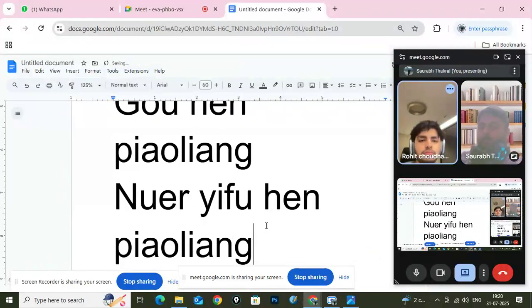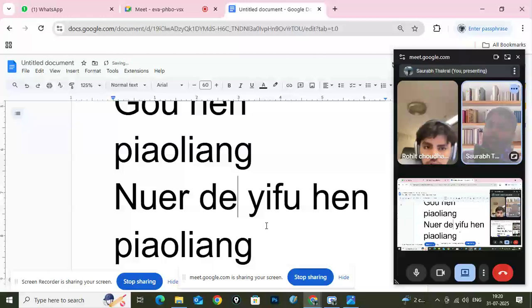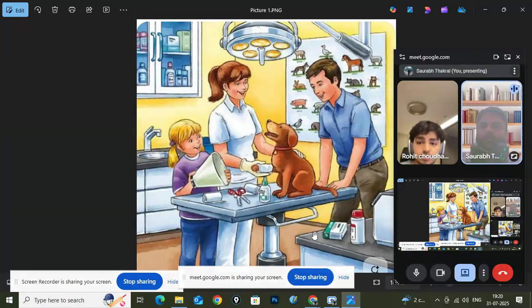Piao liang. Here we would also add the de for possession because it is referring to the girl. Girls' clothes are beautiful. Apostrophe s. Girls' clothes are beautiful. Okay. I think that's all we can manage with this image for now with our vocabulary. There is nothing else to. Yes, so this one is okay for now.